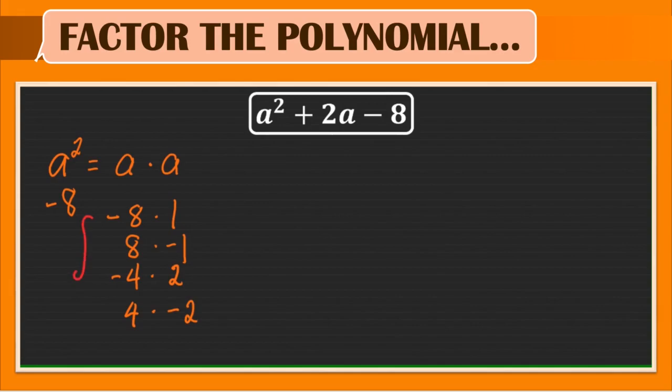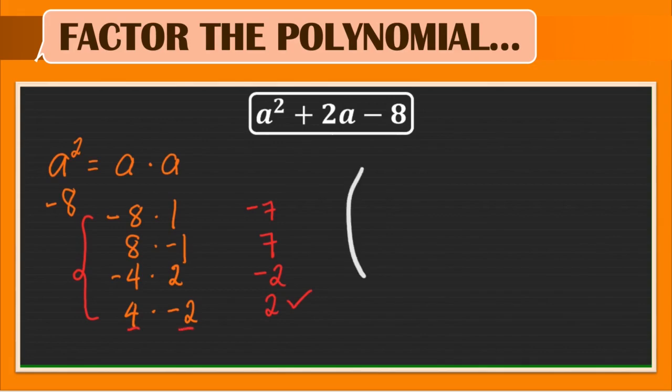Next, let's sum up each factor pair and see which sum is equal to 2. Negative 8 plus 1 is negative 7. 8 plus negative 1 is 7. Negative 4 plus 2 is negative 2. 4 plus negative 2 is positive 2. Check. Therefore, we can use 4 and negative 2.